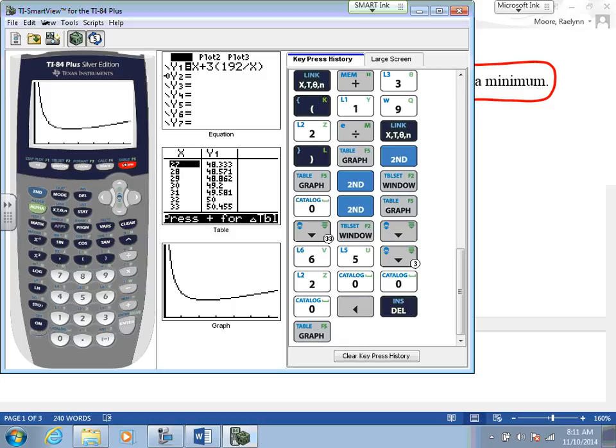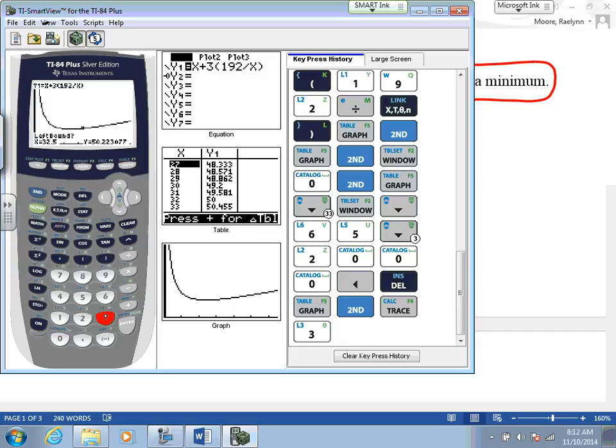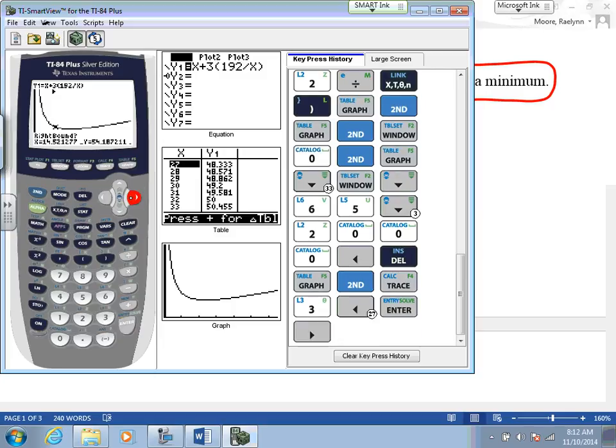Hang in there, guys. We're almost there. You need to find this minimum. Trace and do your minimum. Either you're doing a maximum or you're doing a minimum. So bring it to the left, far enough to the left. And then far enough to the right. At least like out here.